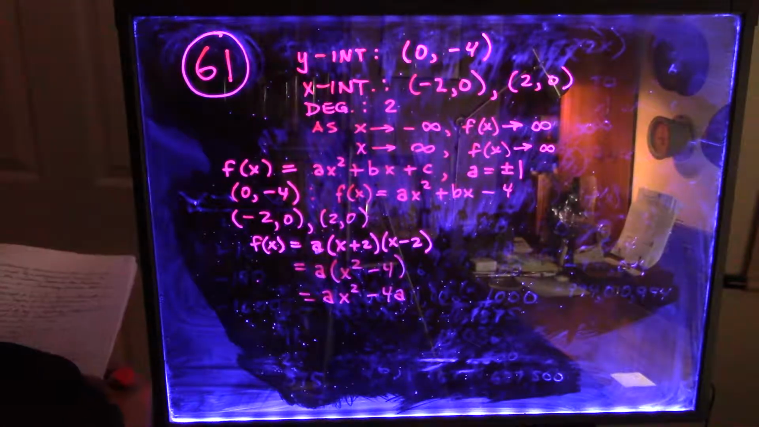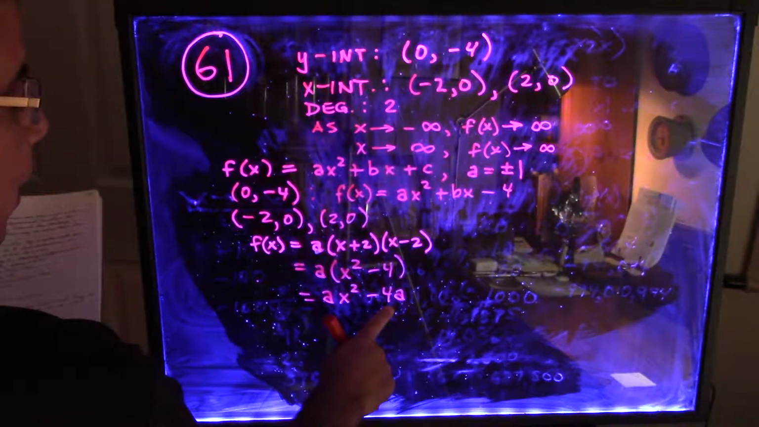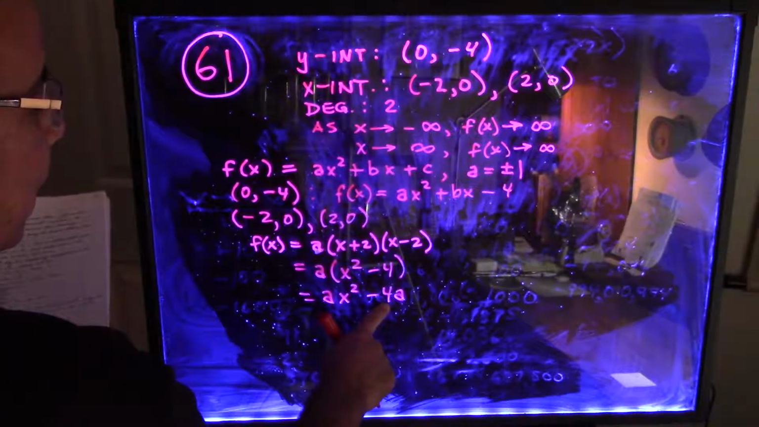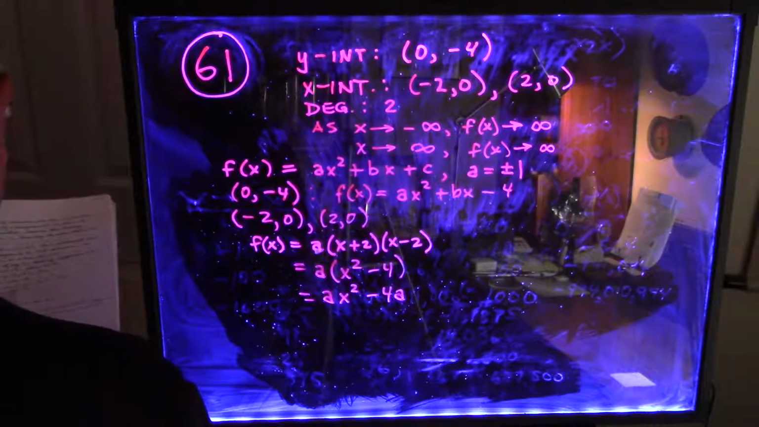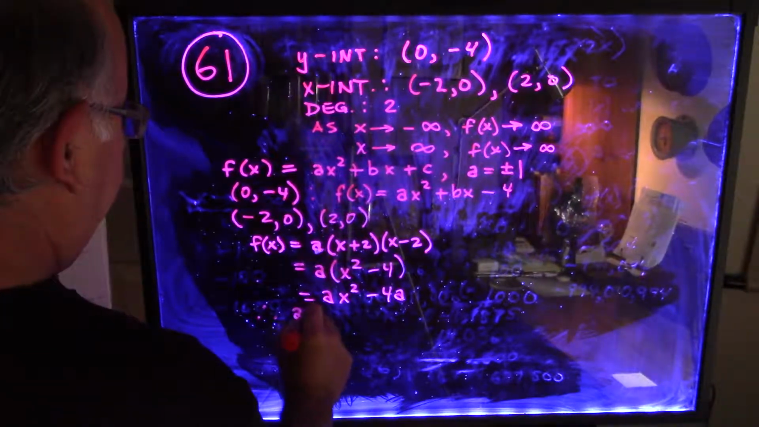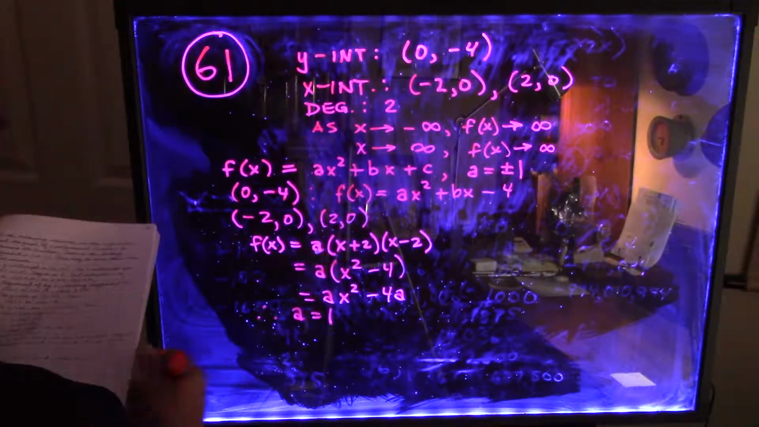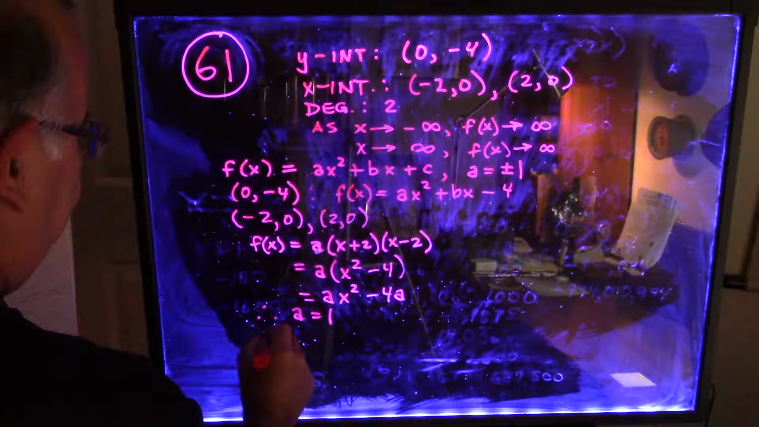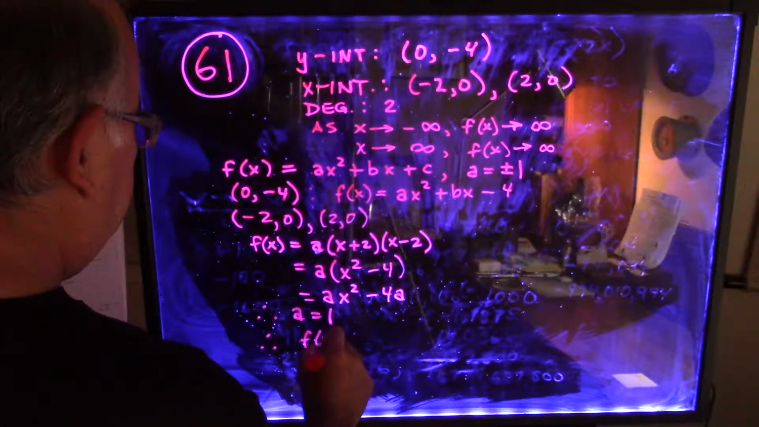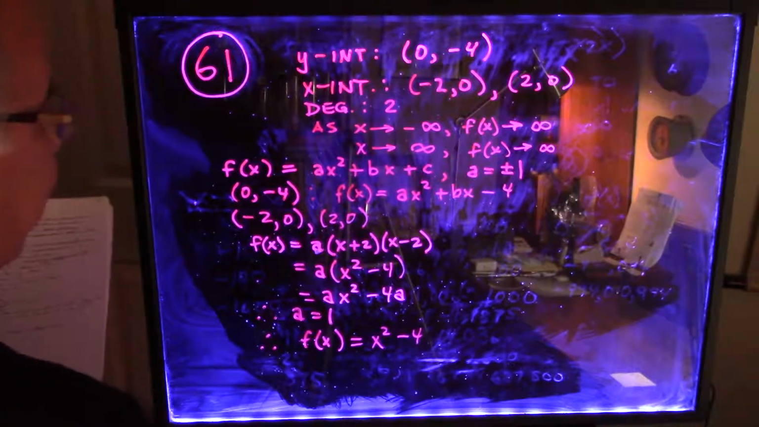Alright? But we already determined that the constant term is -4. This is a constant because a is a constant, alright? It's not a variable. And -4 is definitely a constant. So a equals 1. Therefore, a equals 1. Alright? And that falls in line with what they told us. A must be plus or minus 1. So, we can finally conclude that f of x is equal to x squared minus 4. Alright.